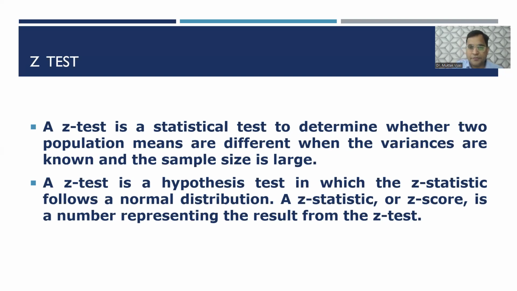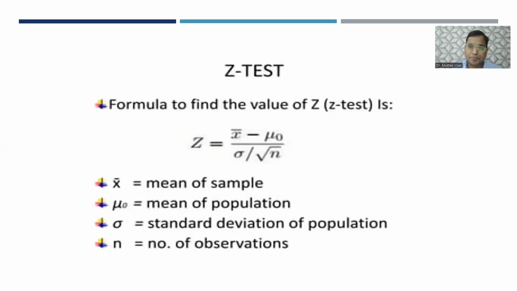Now we look at the formula for Z-test. Z is equal to x bar minus mu upon standard deviation upon under root n. Here, x bar is the mean of the sample, mu is the mean of the population, sigma is the standard deviation of the population, and the square of standard deviation is called the variance. N is the sample size or number of items.